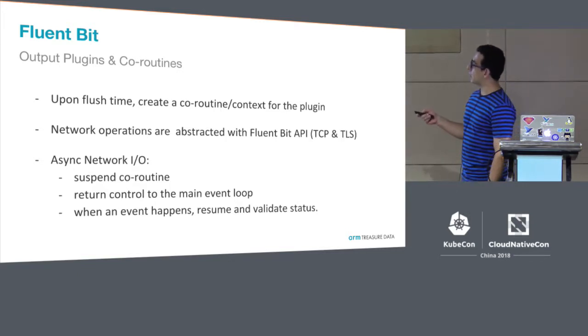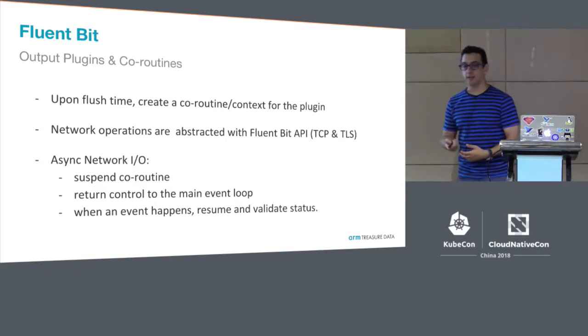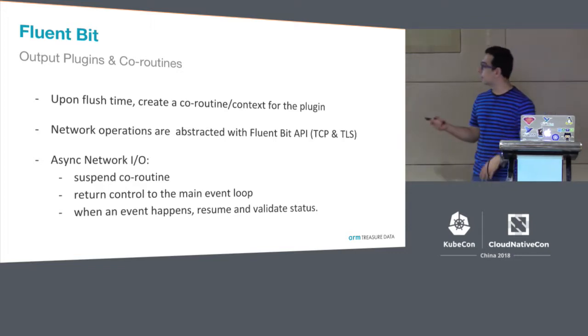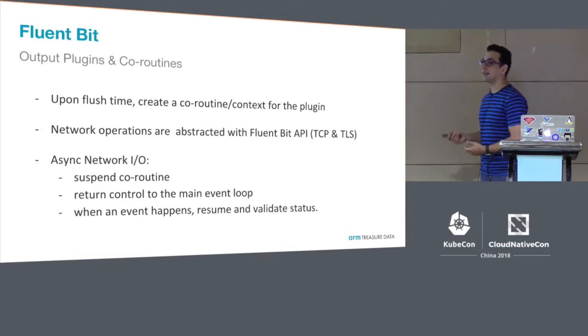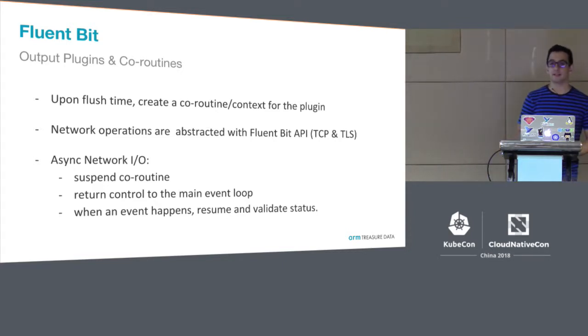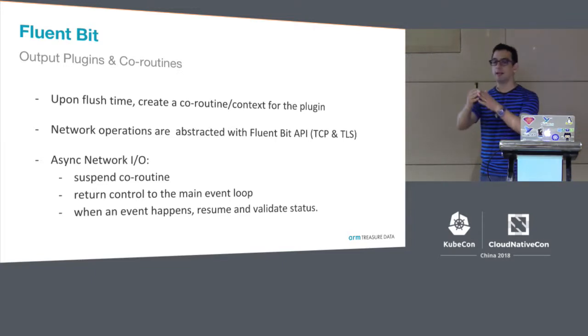All network operations, that means connect, write, or network I/O in general, are abstracted by the Fluent Bit API to handle all of these things at TCP and TLS level. That means if you're writing a plugin and you want to connect to a service that uses TLS or SSL, of course you don't want to do your own manual handshake. What you do is just use the Fluent Bit API that provides you the whole abstraction for that.